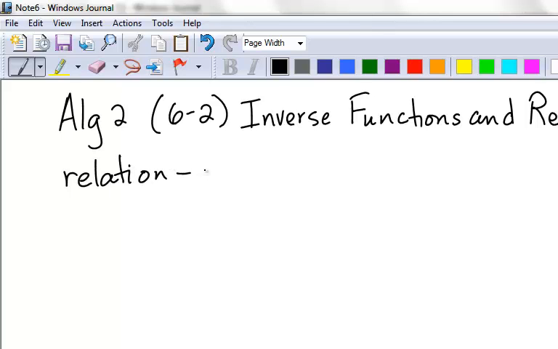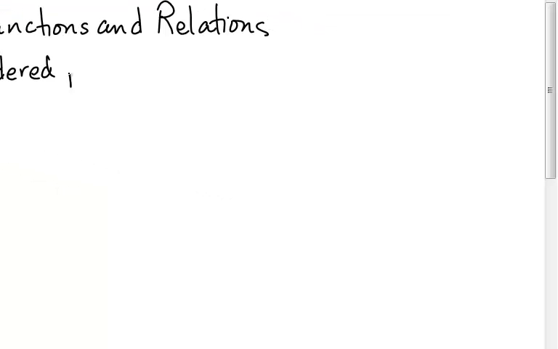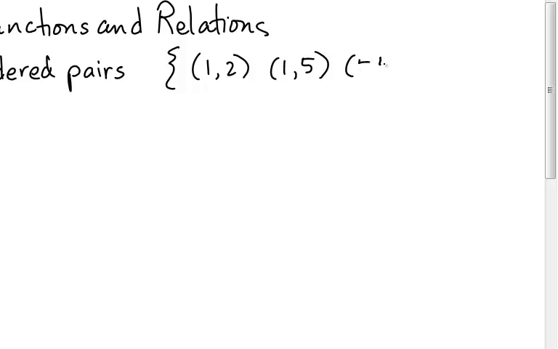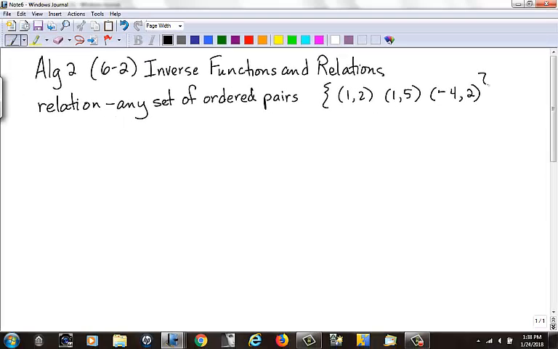A relation is any set of ordered pairs, as long as you put it in the set notation, the braces. Like if I said I have the ordered pair (1, 2), the ordered pair (1, 5), and the ordered pair (-4, 2), that would be considered a relation. It's any set of ordered pairs.